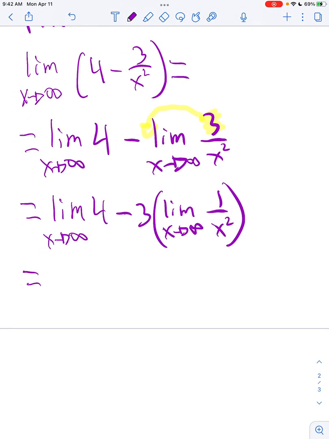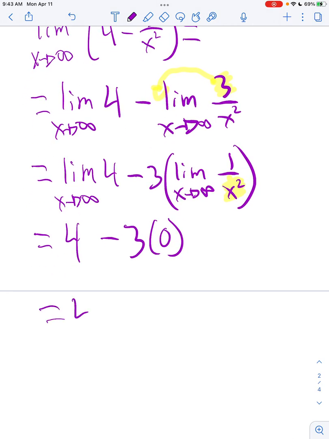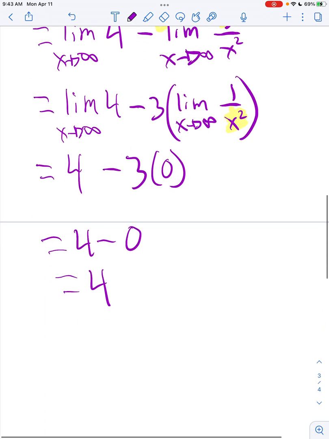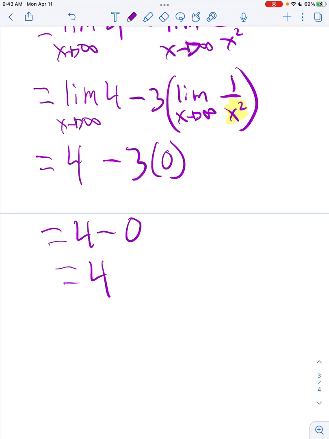Now I can start simplifying. If I just have a constant, 4 is going to be 4, whether x is 2 or infinity. So the limit of 4 is 4. Minus 3, we just talked about when my denominator is increasing, 1 over 10, 1 over 100, 1 over 1 million, that number is getting closer and closer to 0, so we say that this has a limit of 0. 4 minus 0, my limit is 4.